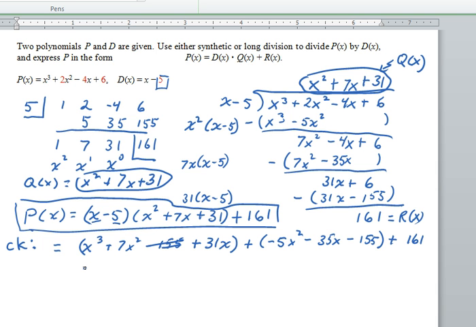So there's only one x to the third term. There's a 7x squared and a minus 5x squared, which leaves us with 2x squared. There's a 31x minus a 35x, which leaves us with negative 4x. And negative 155 plus 161 gives us plus 6. And we can confirm that this was the original p of x.